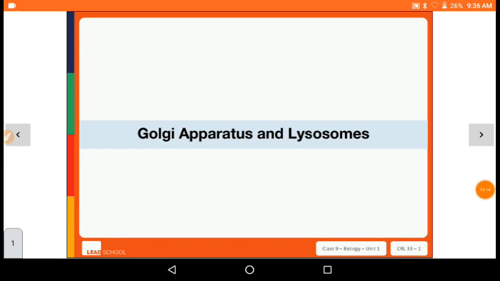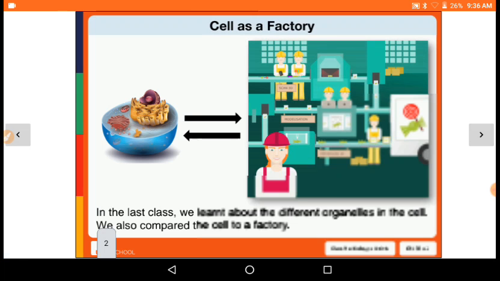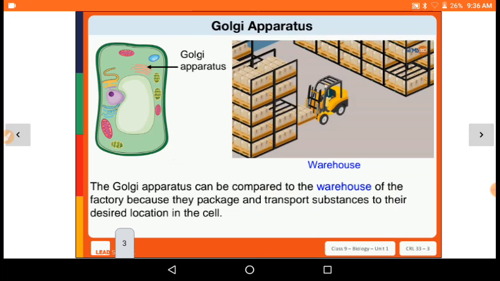So now we learned about cell organelles, specifically about endoplasmic reticulum, whose functions are to synthesize proteins and lipids and to transfer the material. So now we will learn about two other organelles, which are Golgi bodies and lysosomes. Cell as a factory: we learned about different organelles in the cell, and we also compared the cell to a factory.